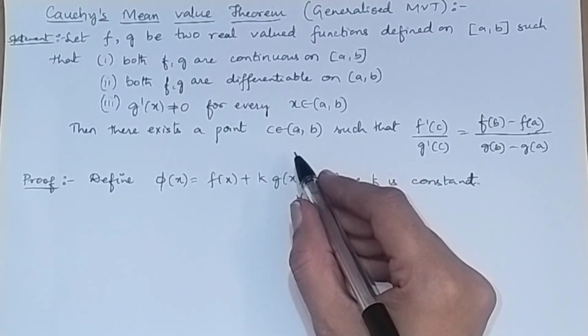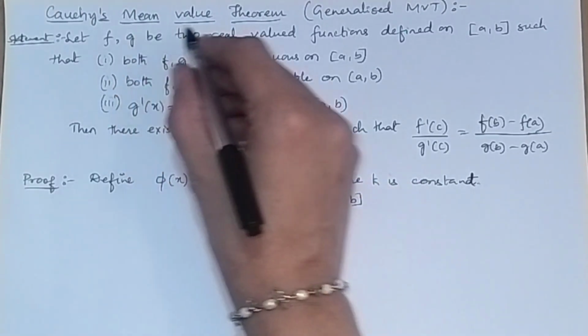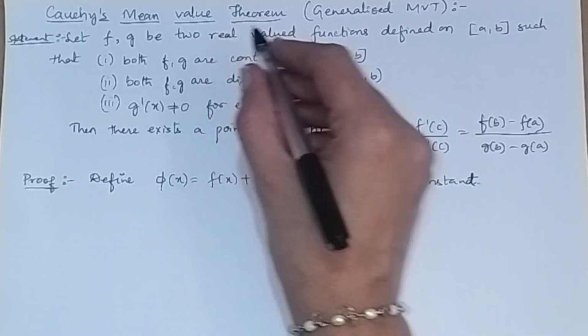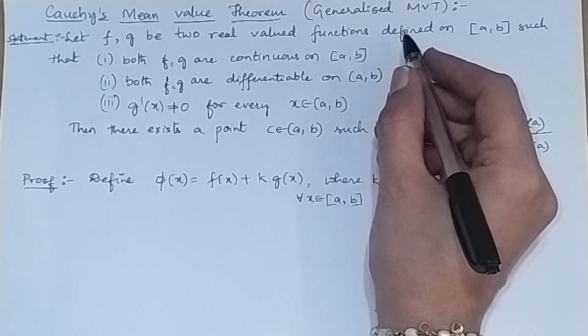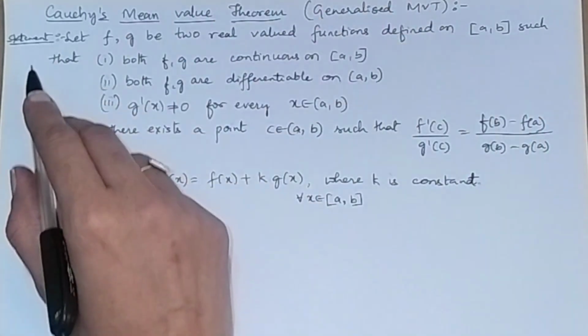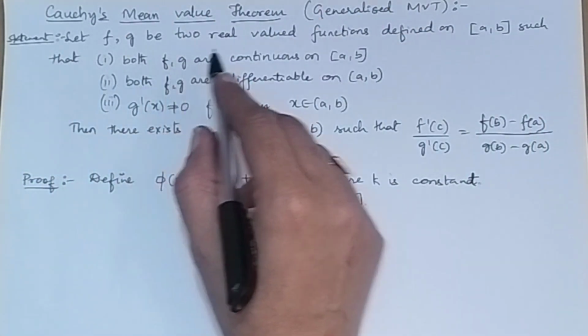In this video, I'll explain the proof of Cauchy's mean value theorem. This theorem is also called the generalized mean value theorem or second mean value theorem. Let us see the statement of Cauchy's mean value theorem.